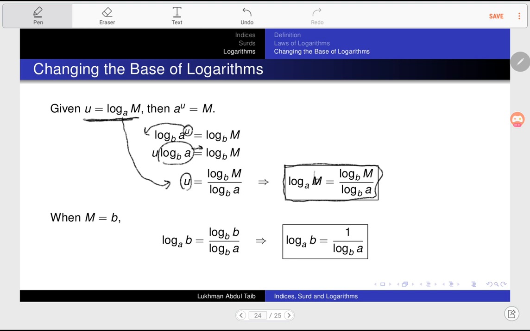Okay, but log b to the base of b is what? Log b to the base of b is 1. So now we have log b to the base of a is 1 over log a to the base of b. Okay, so that's how we get this formula. It's related to the previous one.